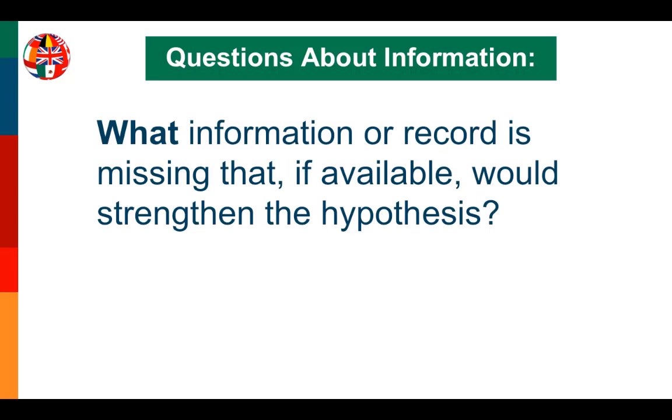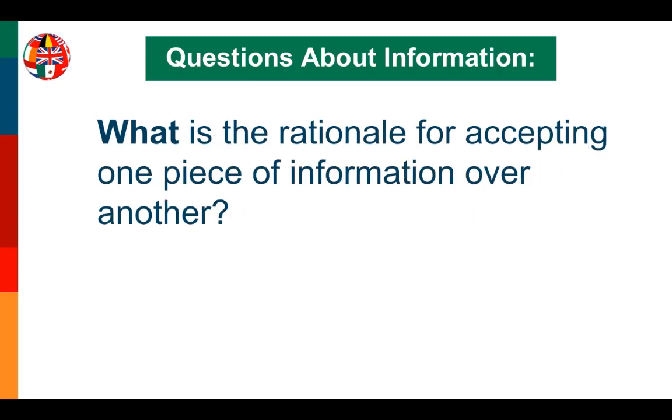What information or record is missing that, if available, would strengthen the hypothesis? Many times there are clues within the record that hint at the creation of another record. For example, the probate record may mention the previous transfer of land in a deed from one family member to another. What is the rationale for accepting one piece of information over another? Again, this is the whole reason that all previous questions were addressed. Within the analysis, state why one piece of information was accepted over another.